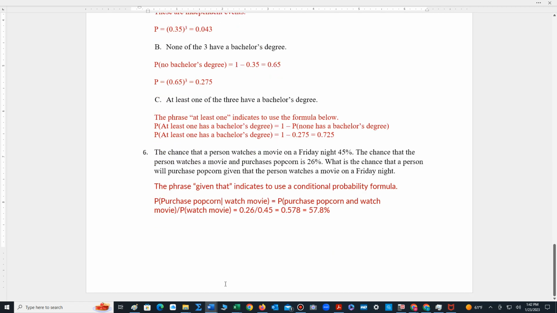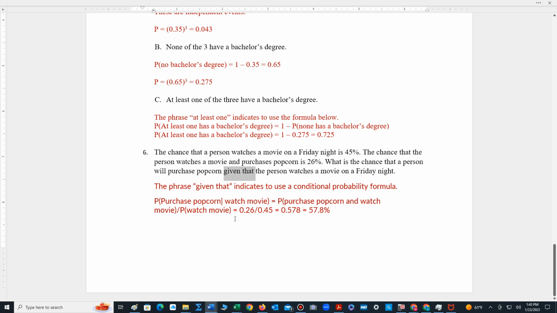Number 6 states the following. The chance that a person watches a movie on a Friday night is 45%. The chance that the person watches a movie and purchases popcorn is 26%. What is the chance that a person will purchase popcorn given that the person watches a movie on a Friday night? So this is a conditional probability because we see the phrase given that.